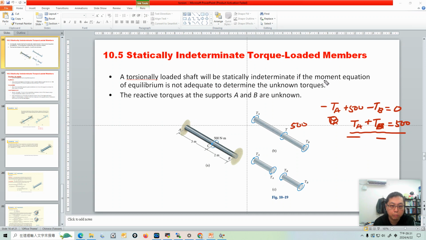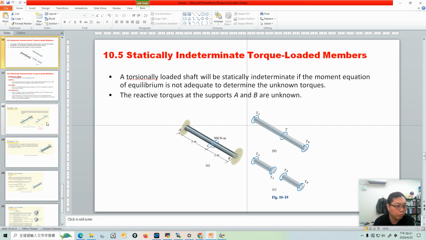If you use the moment equation of equilibrium, you get the equation, but you cannot solve it because you don't have enough. You need to find another equation to solve for TA and TB. This is called statically indeterminate. This is a very simple demonstration of the concept of statically indeterminate torque-loaded members. Here we use a very similar example to show you how to solve this problem.